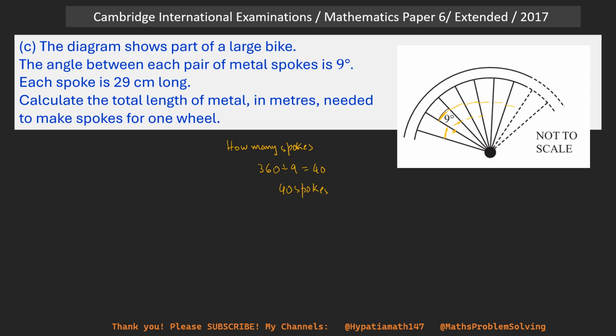So there are 40 spokes and each spoke is 29 centimeters long. So the total length of metal would be 40 multiplied by 29, and that equals 1160, but that is in centimeters, so in meters it would be 11.6 meters. So the answer in meters would be 11.6.